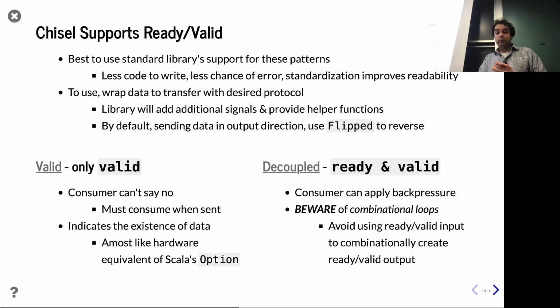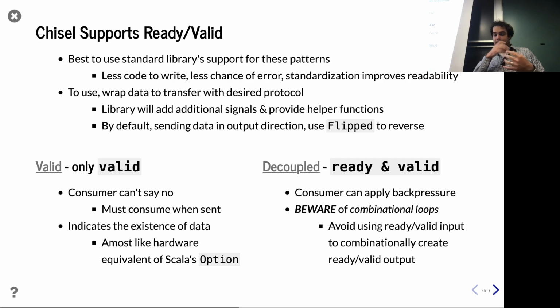So how does it work? Well, you simply take the thing you want to send and wrap it in either Valid or Decoupled. And we know from what we learned last time that behind the scenes, it's really just an apply method inside the object that's actually doing that, and it's returning a little bit of Chisel. It's not even a module, it's just a little bit of Chisel. We just learned about doing Chisel outside of modules last time.